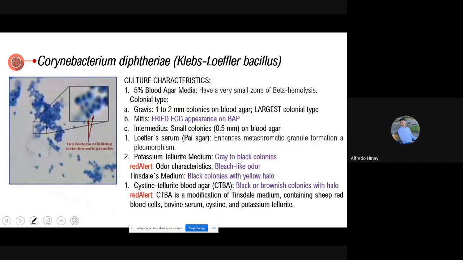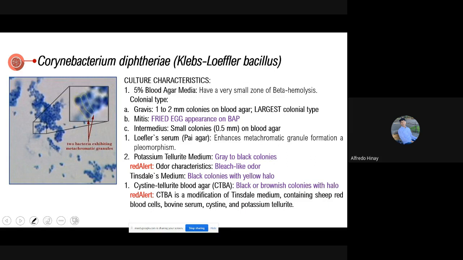For the culture characteristic naman, class, take note with the blood agar media, meron tayong tatlong characteristic. Pero yung lumabas sa board exam class, you have your metis. Sa metis, based on the culture characteristic of 5% blood agar, it will produce a fried egg appearance. A. Gravis, B. Metis, C. Intermedius, then D. None of the above.